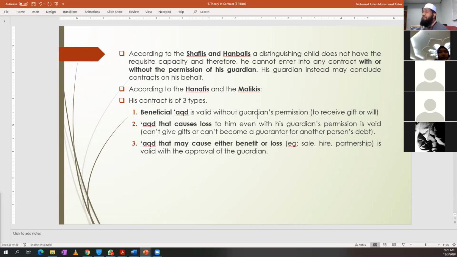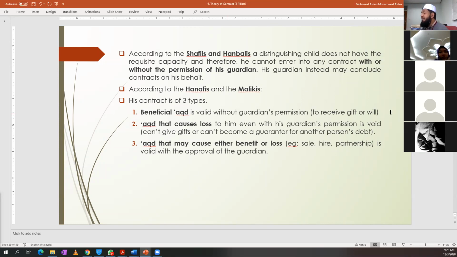Sometimes, to receive a gift is okay. It is permissible. It is good. But what about giving a gift to somebody? What about giving sadaqah to somebody, giving money to somebody? This is something that will cause him loss. So he himself cannot do it.